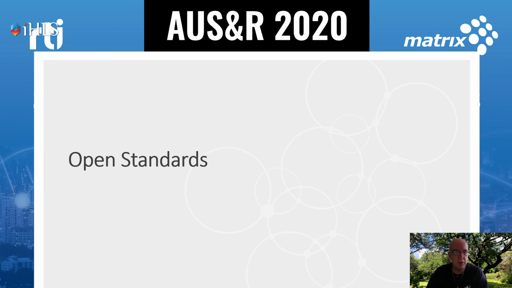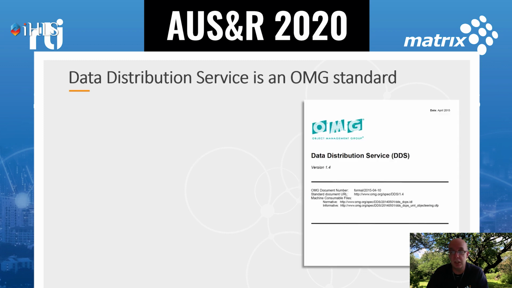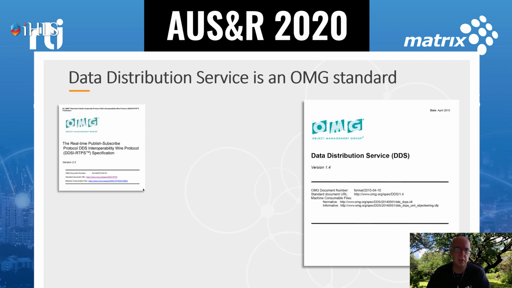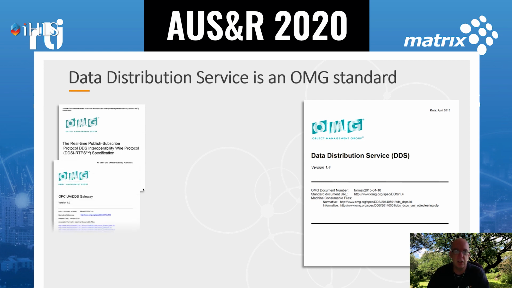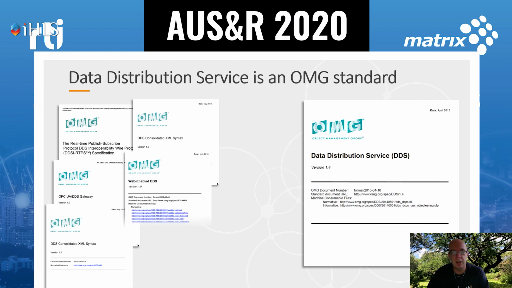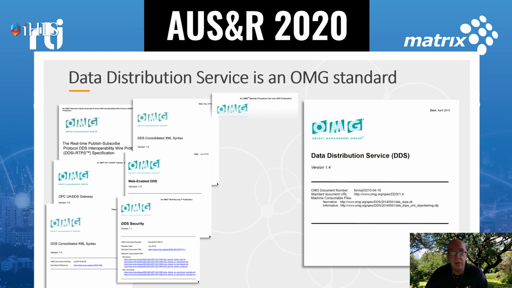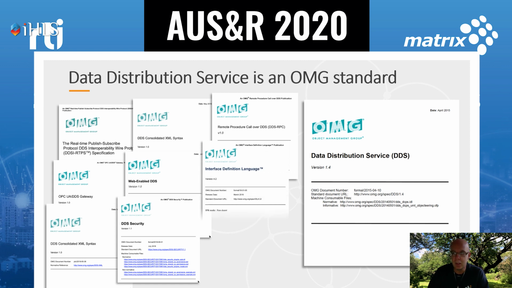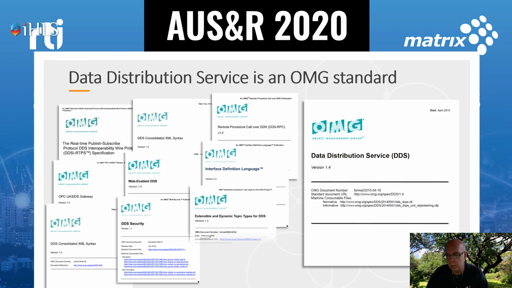If we first look at open standards, DDS is an open standard. In fact, it's a whole family of open standards. There's 10 or a dozen different standards that cover various different parts of DDS. Everything from security to the wire protocol is specified within a standard, so that any vendor can create products based on these standards. That fits really nicely with the GVA principles of openness.